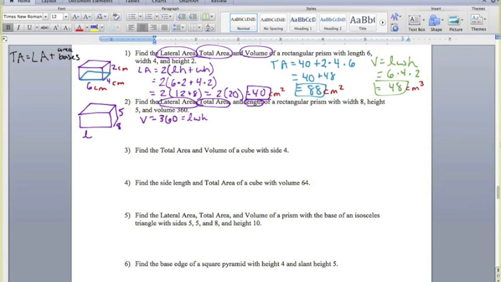Volume is length times width times height. So 360 is length times 8 times 5, which would be 360 is equal to 40 times the length. So we could divide both sides by 40 and find that our length is 9.